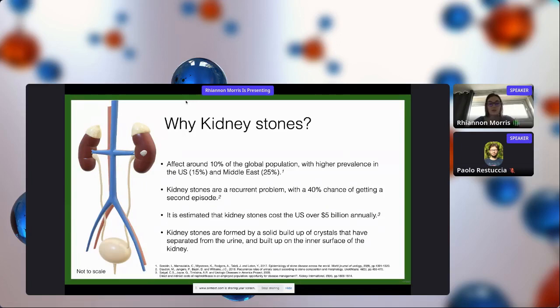Kidney stones are formed by a solid buildup of crystals that have separated from the urine and built up on the inner surface of the kidney. And then they travel down the urethra and exit out of the bladder.